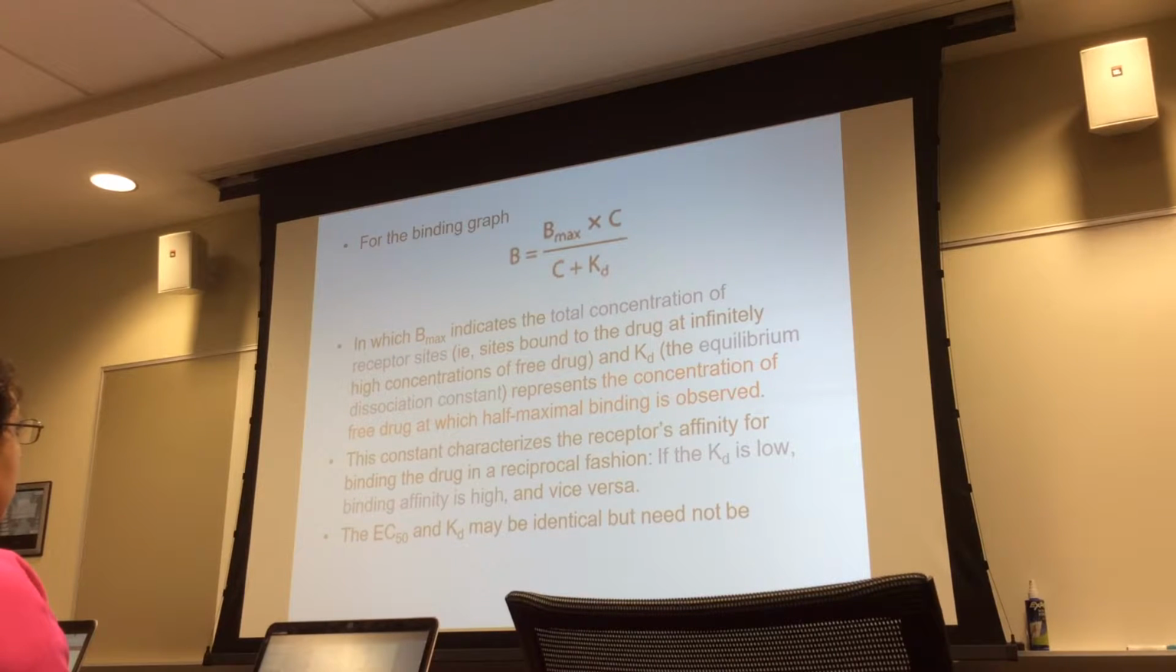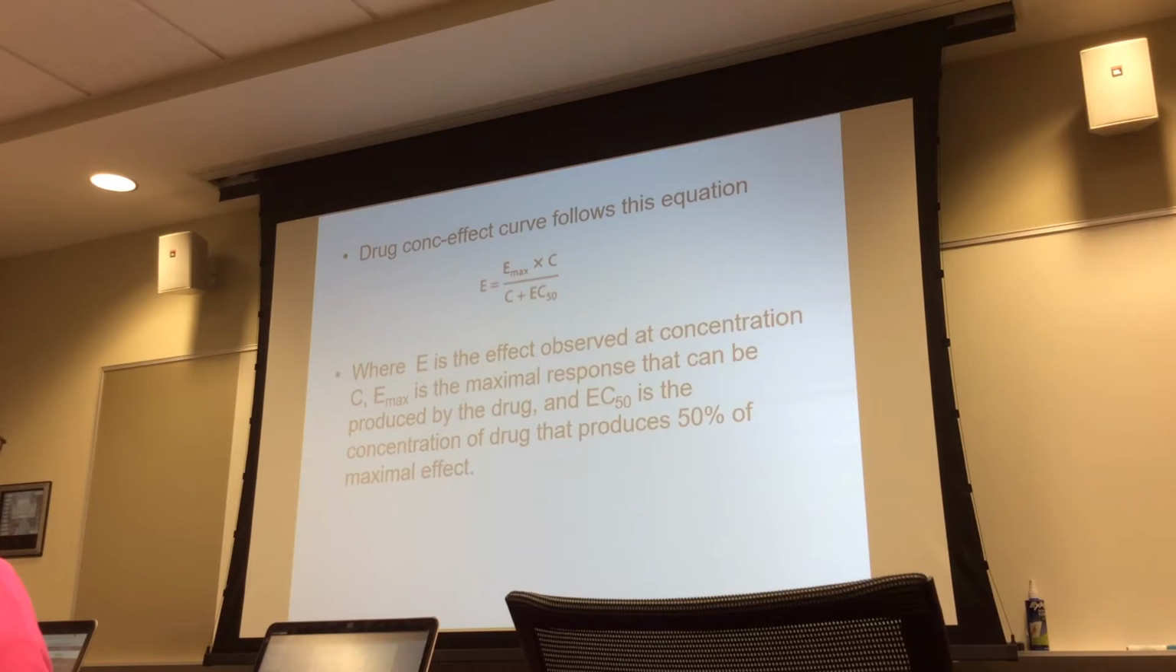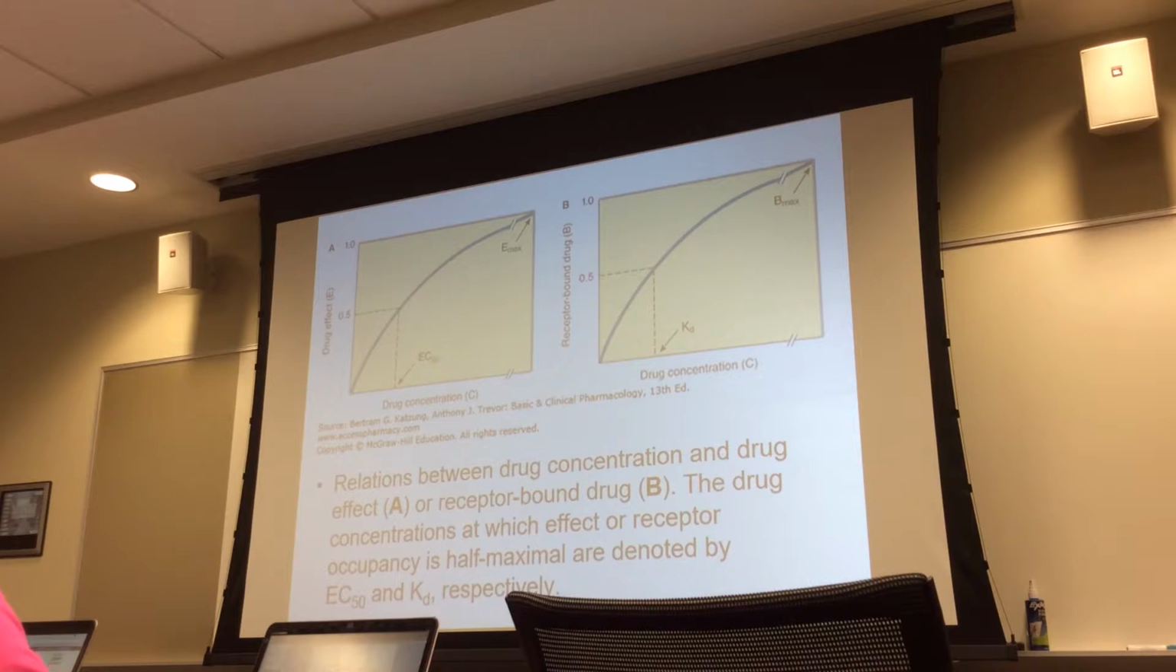This KD value for any drug is very characteristic and characterizes receptor affinity for binding. And look at this sentence carefully. If the KD is low, the binding affinity is high, and vice versa. What does that mean? Let's assume that this is 100 nanogram, and this is the KD of this drug, which means I will need 100 nanogram to fill half the receptors. So this is the kind of affinity.